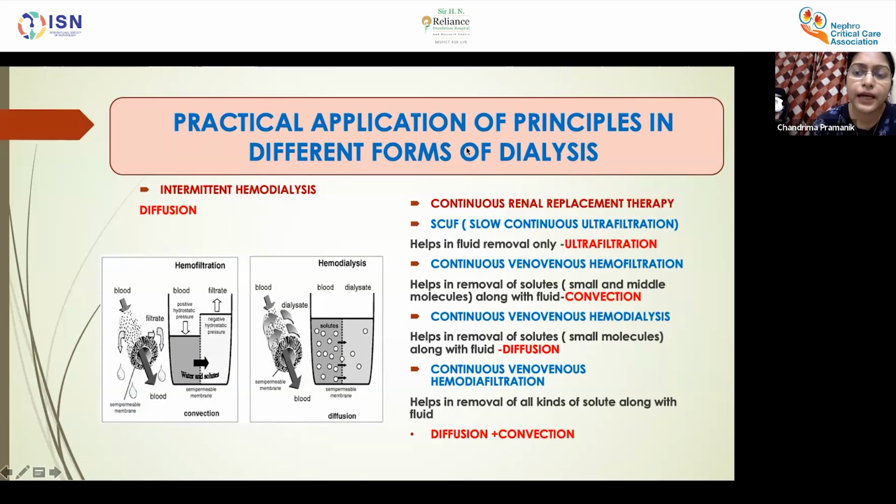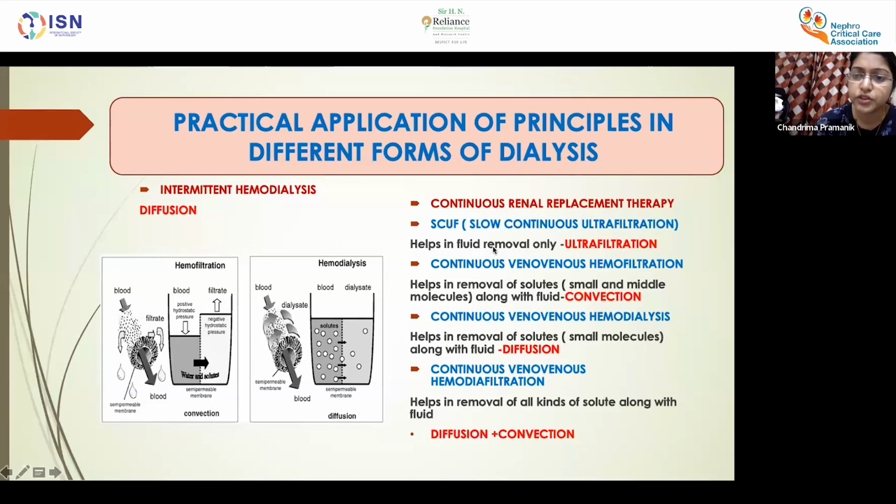So if we apply these principles to different forms of dialysis, hemodialysis usually refers to the process of diffusion, wherein the small molecular weight solutes get transferred from the blood compartment to the dialysis compartment across the semi-permeable membrane. So intermittent hemodialysis refers to diffusion, whereas if we compare it with CRRT, CRRT has 4 different modalities.